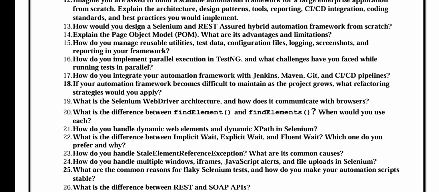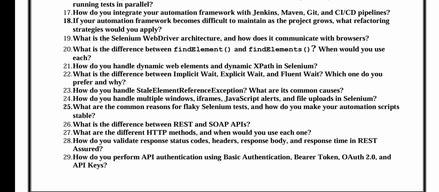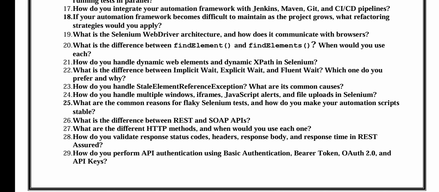How do you implement parallel execution in TestNG and what challenges you have faced while running the tests in parallel? How do you integrate your automation framework with Jenkins, Maven, Git, and CI/CD pipelines? And the 18th question goes like, if your automation framework becomes difficult to maintain as the project grows, what refactoring strategies would you apply? What is the Selenium WebDriver architecture and how does it communicate with browsers? What is the difference between find element and find elements? When would you use each?